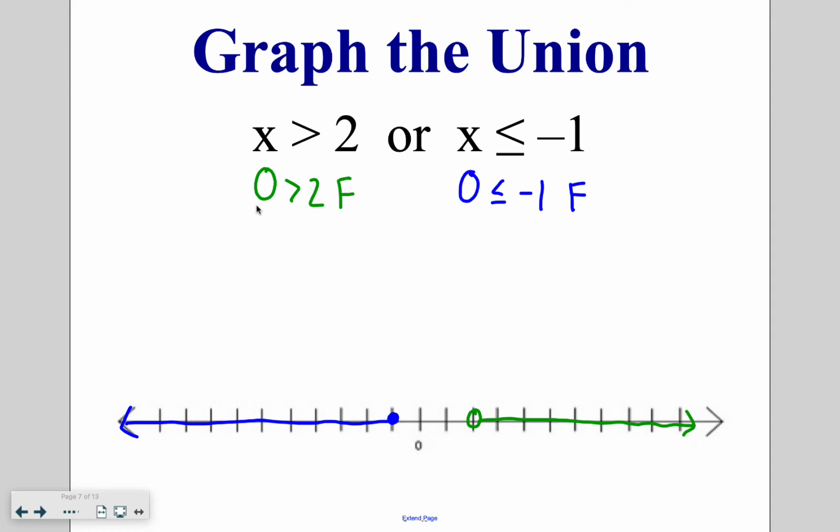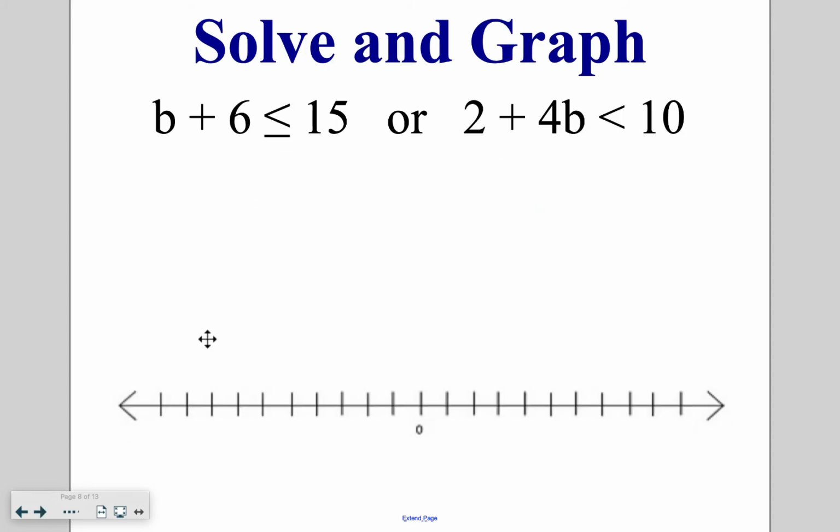So this part, we don't have to erase anything as we are on the graph, because it can work for one or the other. So now when we get to solving these, this first one, I've got b plus 6 is less than 15. So I'm going to subtract 6 from both sides of my equation, and I end up with b is less than or equal to 9.